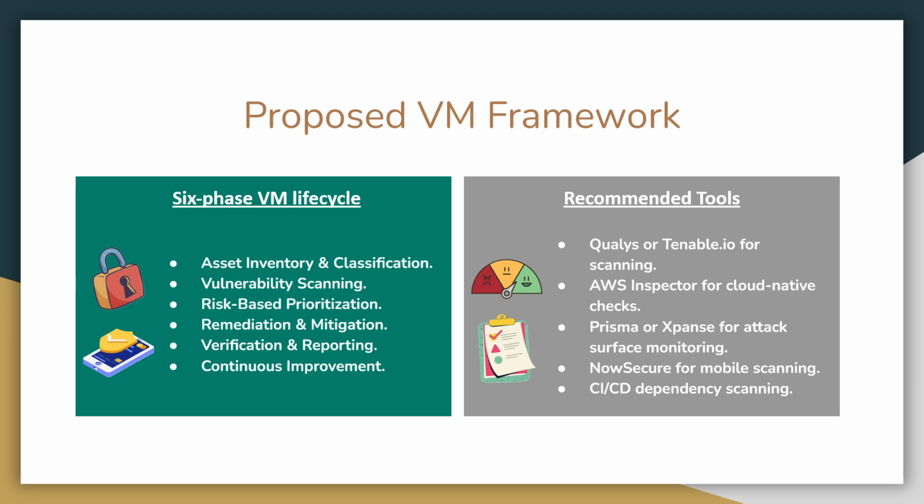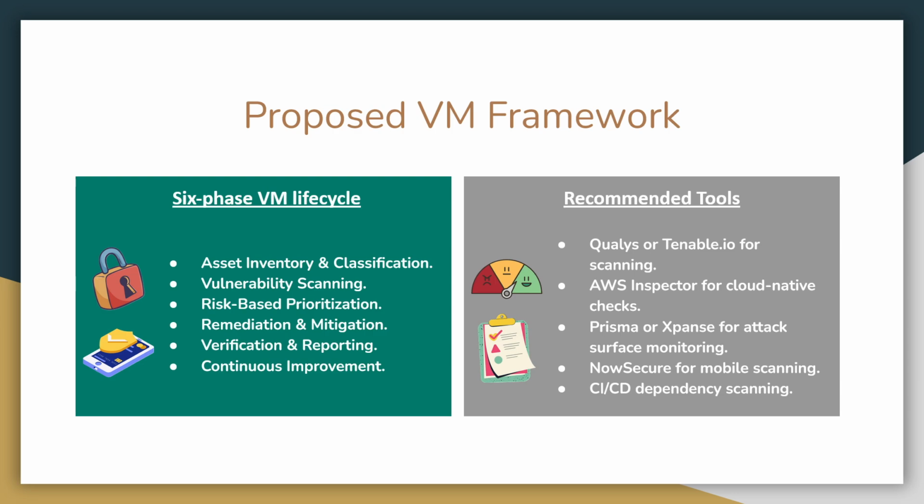Fourth is remediation and mitigation. To patch or apply compensating controls with established timelines. Fifth is the verification and reporting, to validate fixes and deliver a monthly dashboard to leadership. And sixth is the continuous improvement, to measure performance, adjust SLAs, and refine processes.